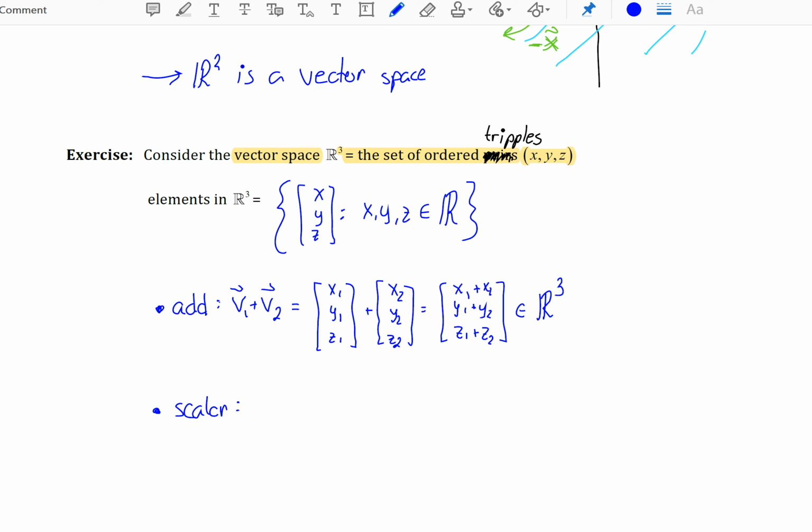Scalar multiplication. Grab some constant k times some element in R3. If you multiply a scalar times a vector, then you distribute the scalar to each element in your vector.